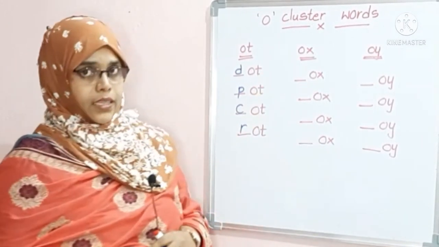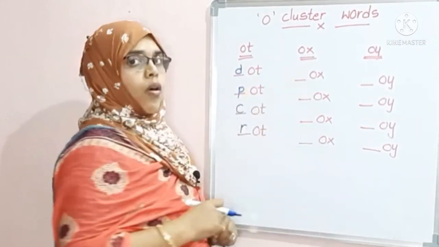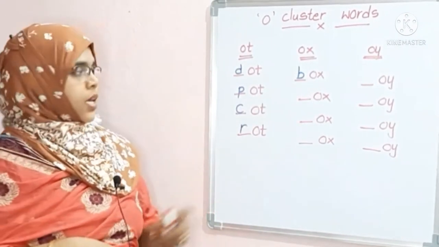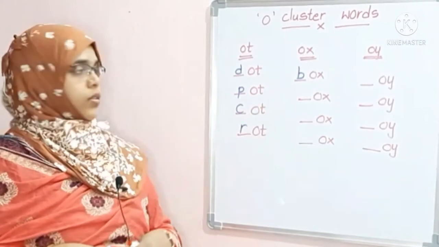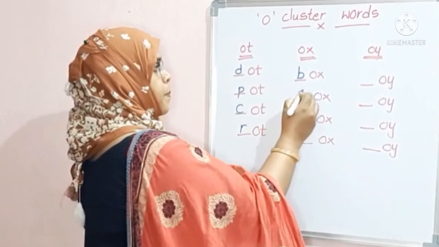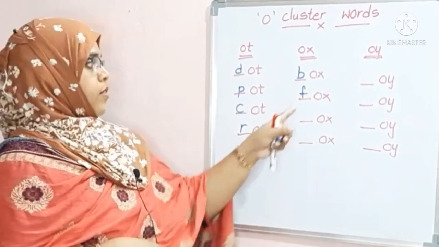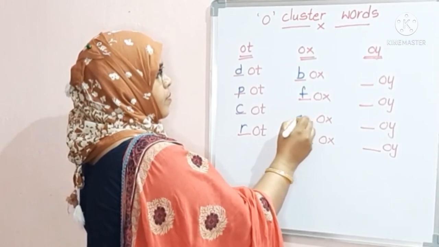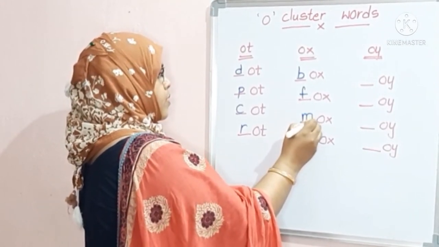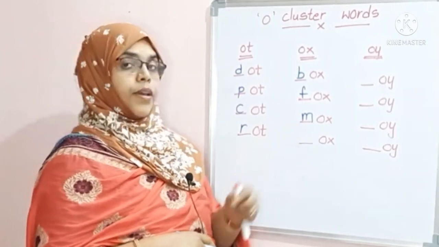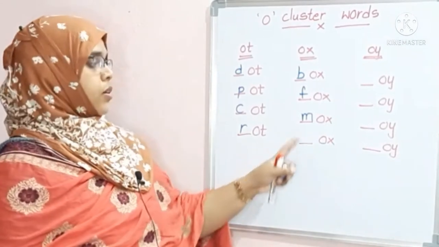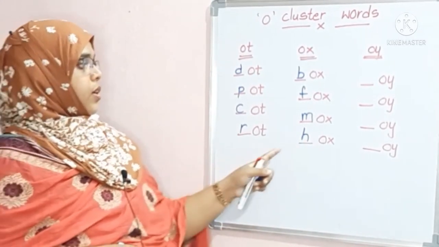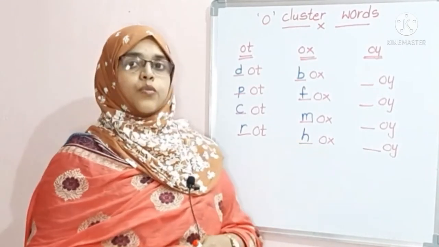Now coming to the OX cluster. If you add letter B, the sound of B is B, B, OX becomes box. This is letter F. F, OX will be fox. This is letter M. Sound of M is M. M, OX will be mox. This is H. Sound of H is H. H, OX will be hox.